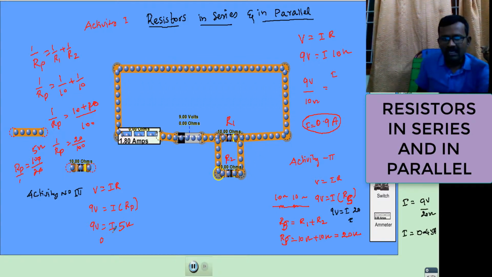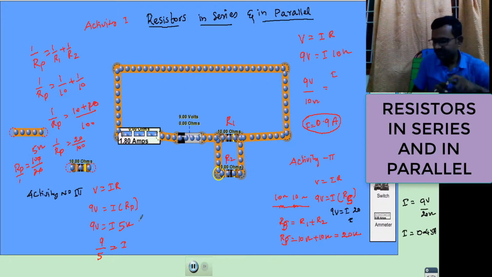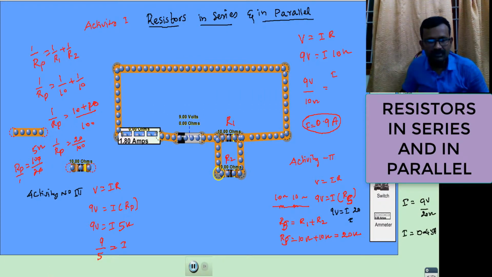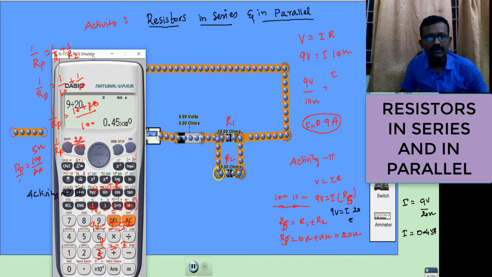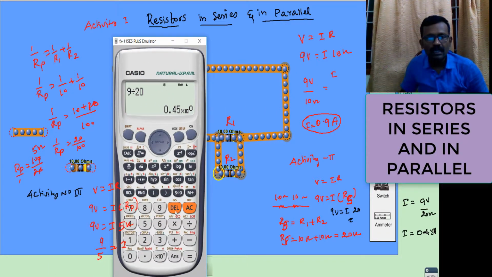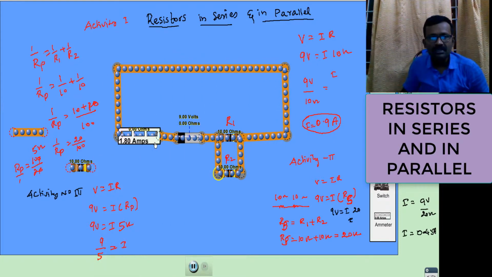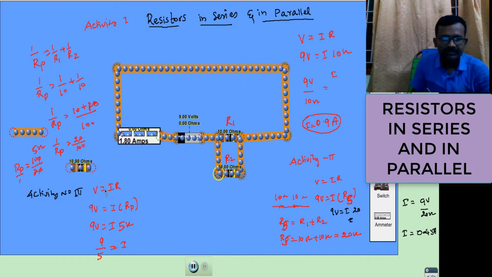So I is equal to 9 by 5. Take the calculator. 9 divided by 5. How much? 1.8 ampere. This is 1.8 ampere.